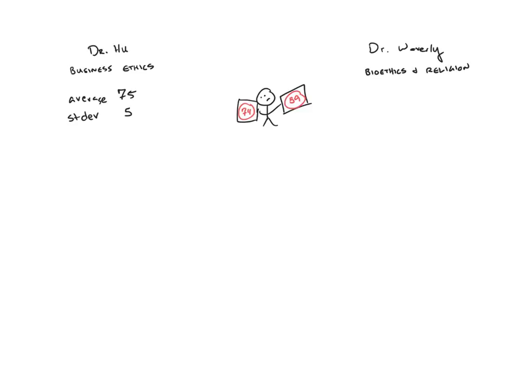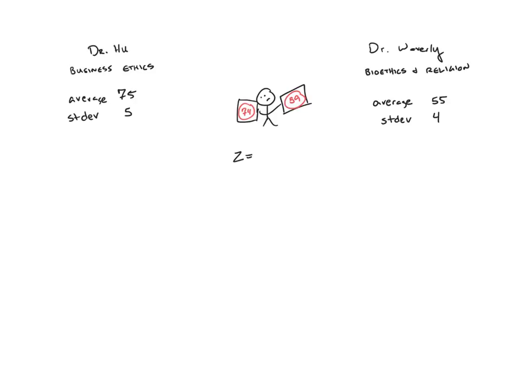For Dr. Waverly's class, let's say that the average was actually 55 and the standard deviation, let's say, was 4. So right away we see that Dr. Waverly's class had a lower average and it also had a lower standard deviation, meaning people were more grouped together in this course. Once we have this information, we can go ahead and compare these two different test scores by standardizing them. That is by finding the z-score for each one.